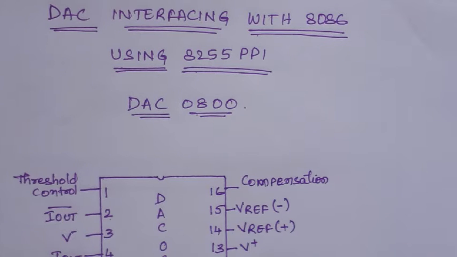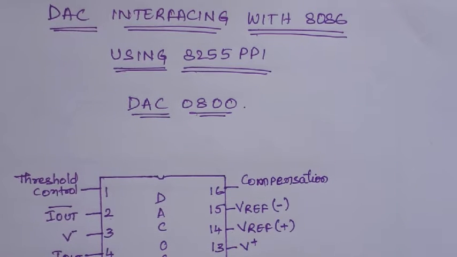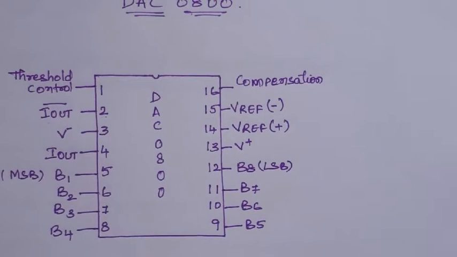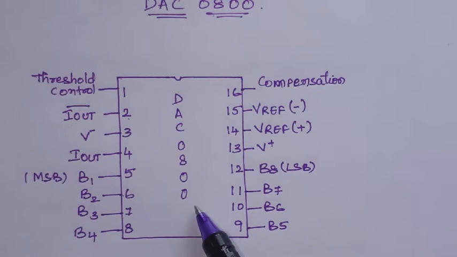So there are many DAC chips available in the market, like 8-bit DAC chips, 12-bit and 16-bit chips are available. Let's discuss a DAC 0800, which is an 8-bit digital to analog converter IC. Okay, so this is the pin configuration of DAC 0800.